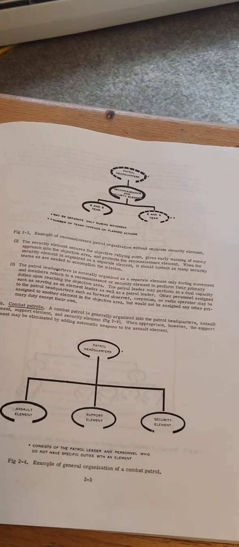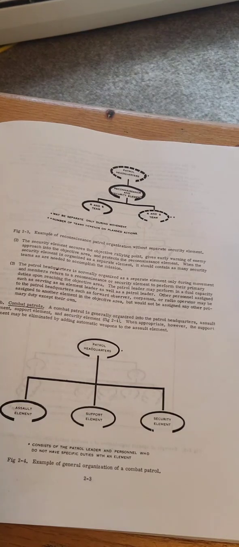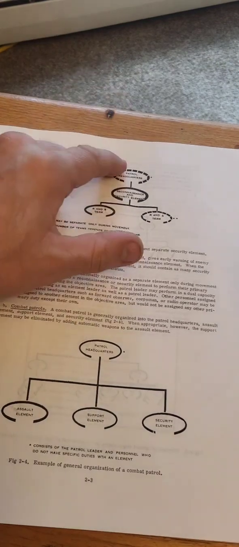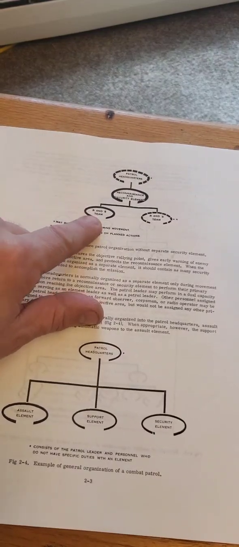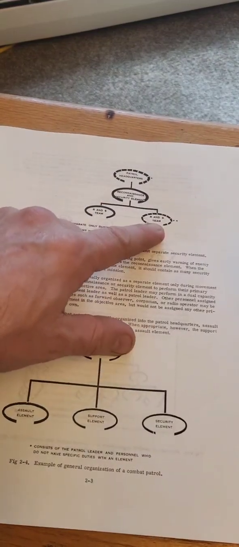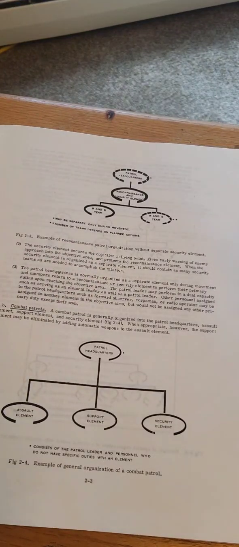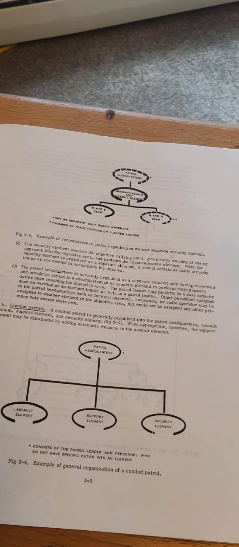Figure 2-3, example of reconnaissance patrol organization without separate security element. Patrol headquarters, reconnaissance and security element. Reconnaissance and security team. Reconnaissance and security team. So you're providing your own security is what it's basically saying.